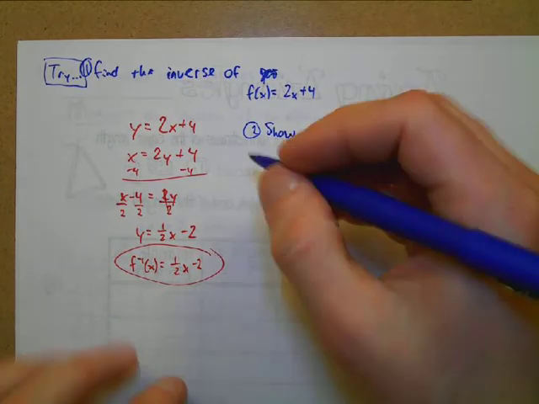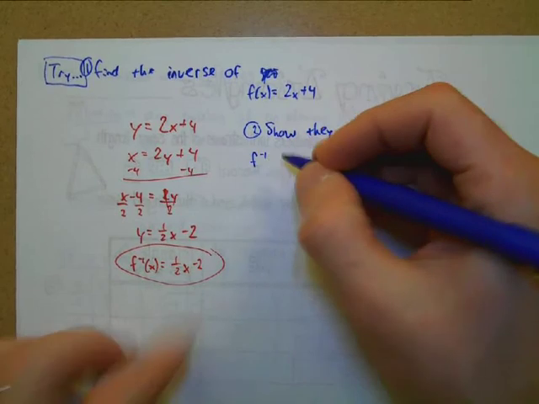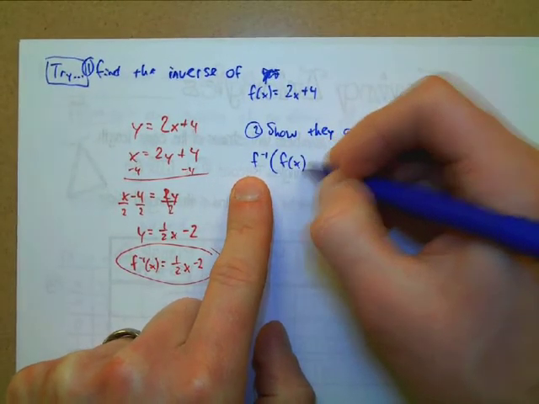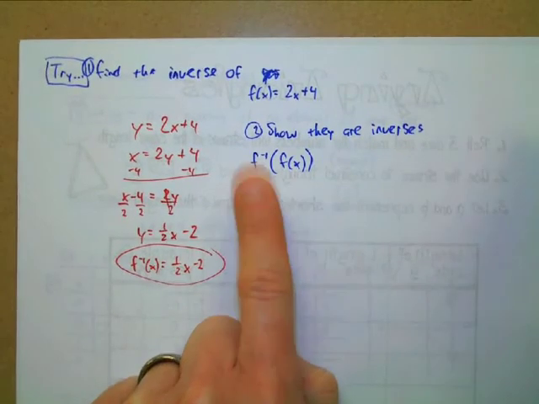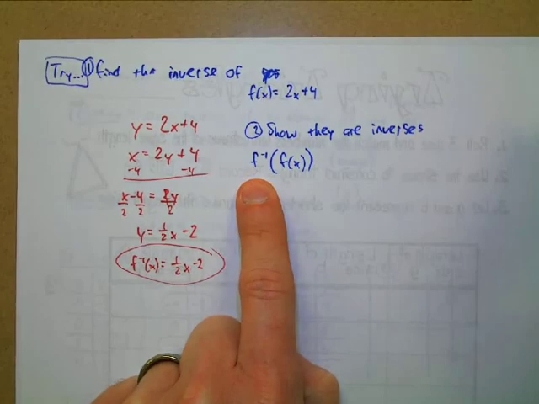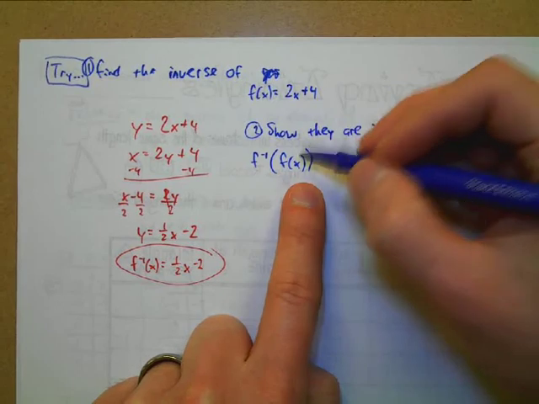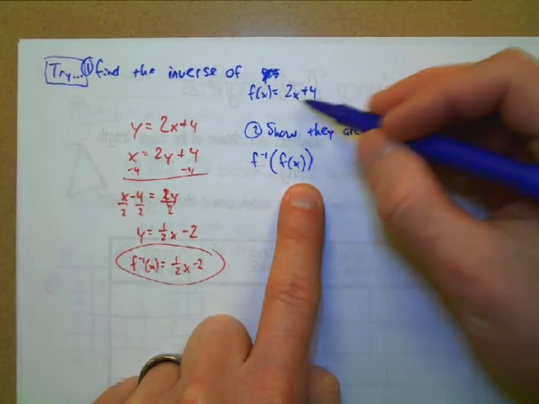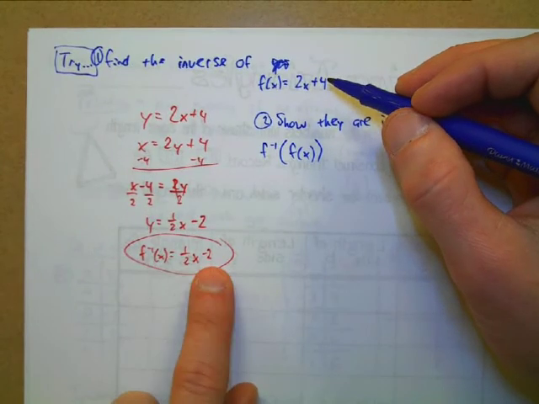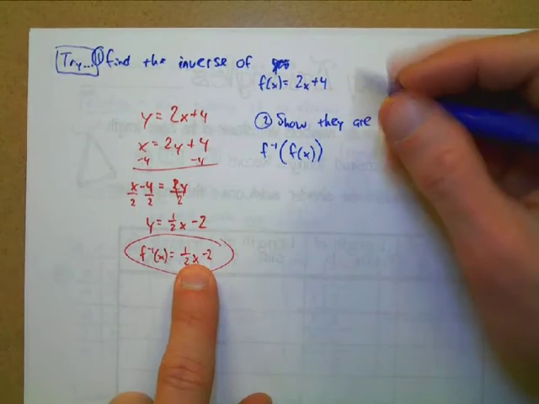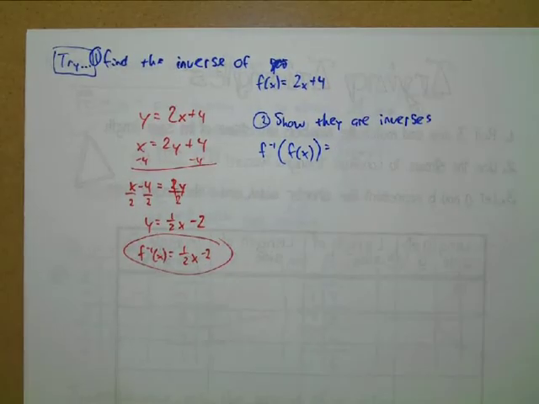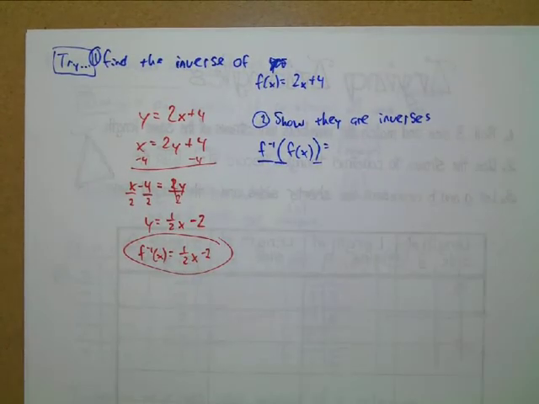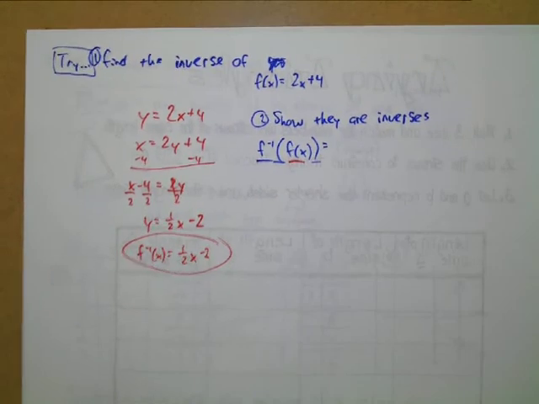I'm going to take my inverse function and plug my original function into the inverse function. So I'm going to take my original function, f of x, which is 2x plus 4, and plug it in for x. This is what it's going to look like. I'll try and do the layers here: I'll do the f inverse layer in blue, and I'll do the f in red, so you can see it more easily.